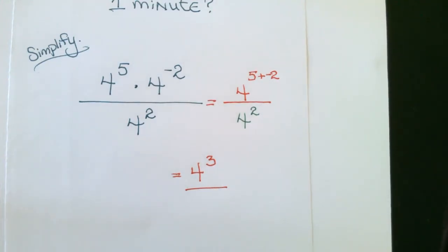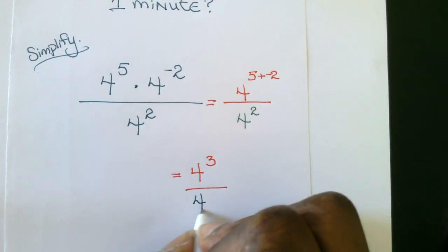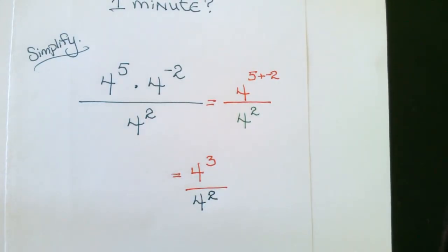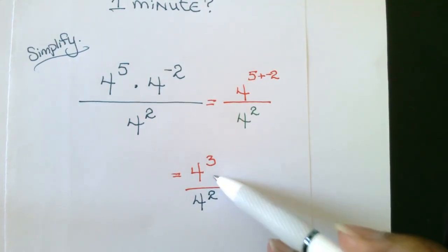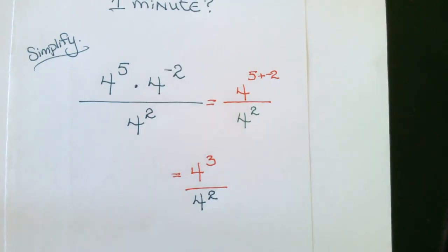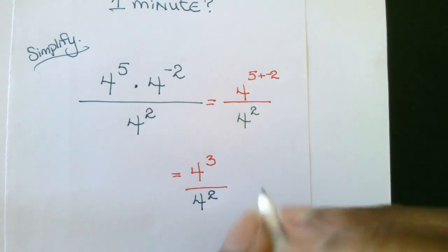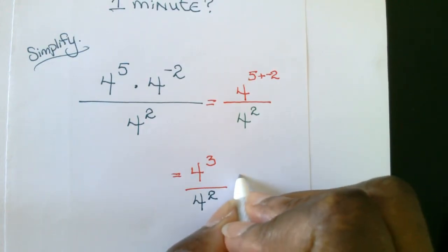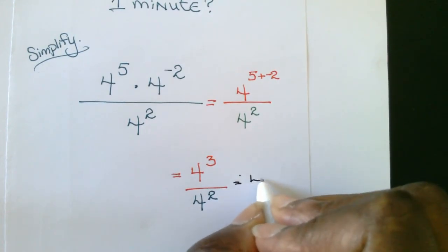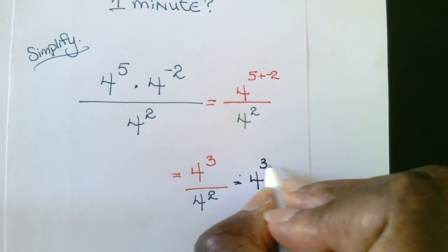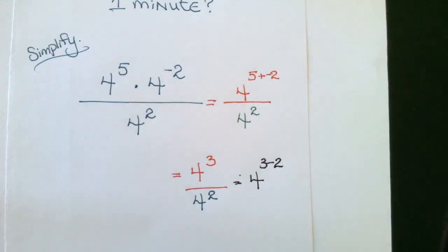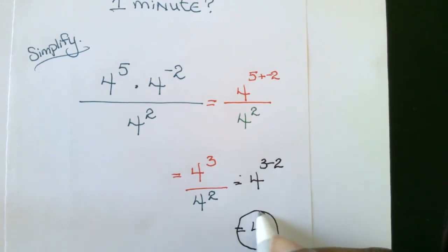Rewriting my 4 to the second power. Now there's another rule. Now we're dividing. When we are dividing, guess what we're doing with the exponents? Hey, we're subtracting. So keeping that base of 4, then you got your 3 minus the 2. And 3 minus 2, that gives me 1. So 4 to the first power is the same exact way of saying 4.